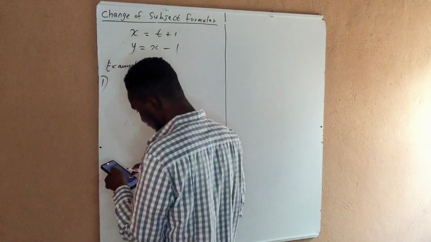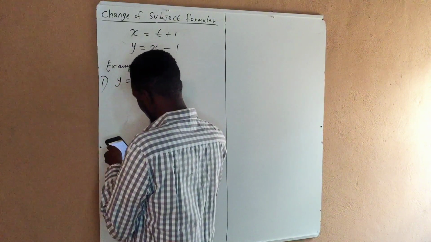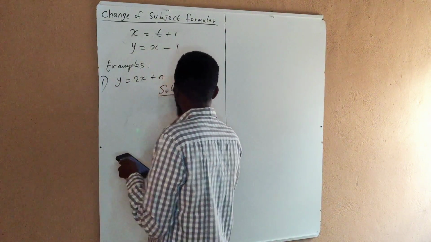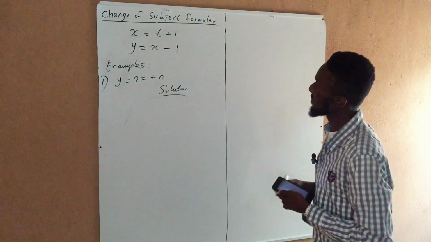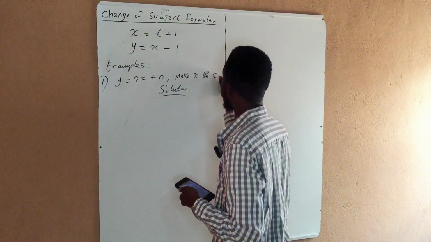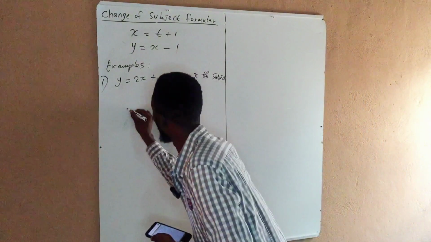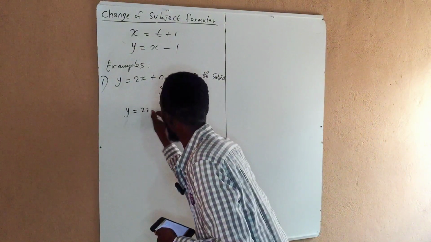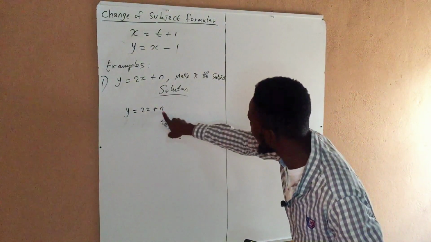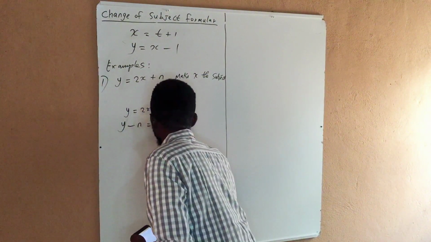Example 1. When you are given y equal to 2x plus n, you are asked to make x the subject. Here, what do you do first? You have y equal to 2x plus n. Here, you bring n to this side. You have y minus n equal to 2x.